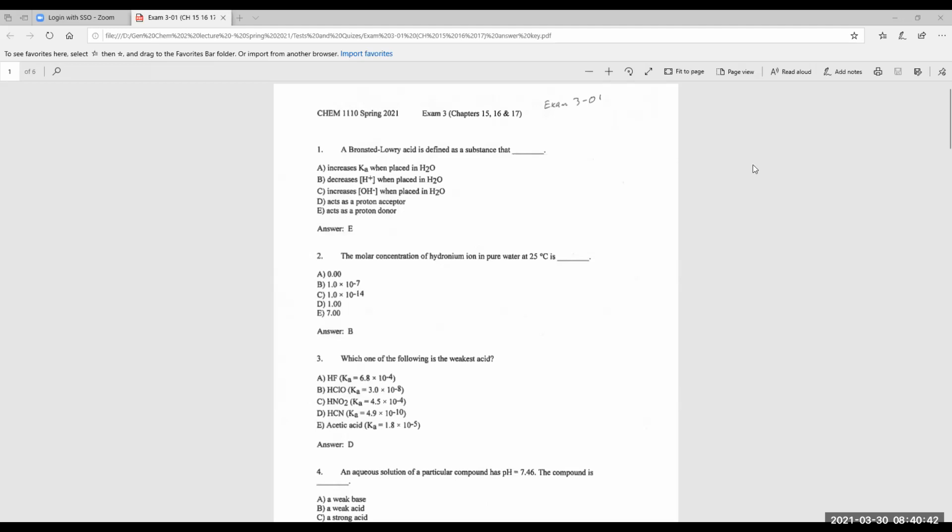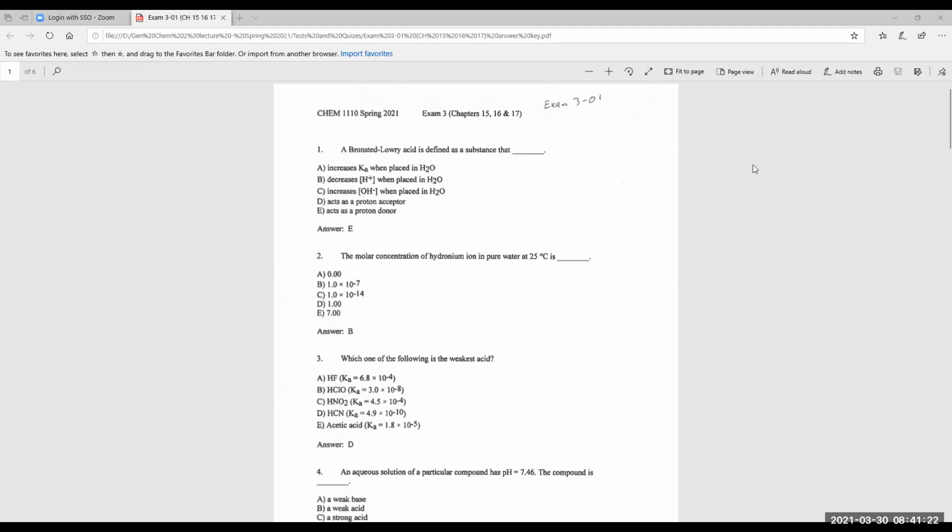So the first question, a Bronsted-Lowry acid is defined as a substance that... Bronsted-Lowry acids are proton donors. Number 2, molar concentration of hydronium ion in pure water at 25 degrees C is 1 × 10⁻⁷. Remember, that's where that equilibrium constant from water comes from. Hydroxide times hydronium equals 10⁻¹⁴. Each of those are 10⁻⁷.